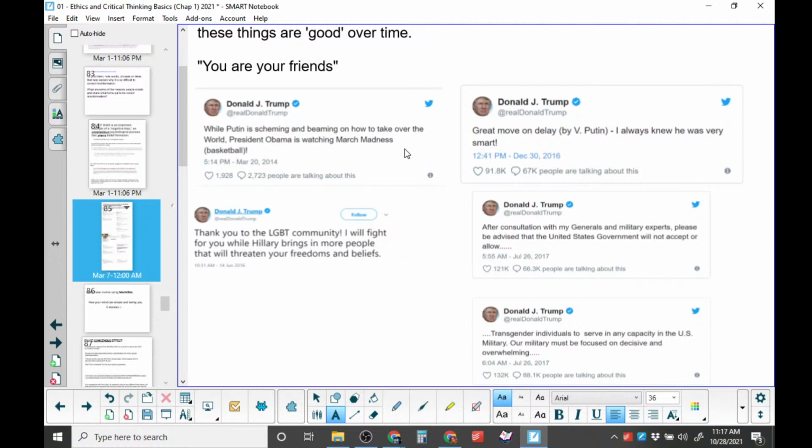Thank you to the LGBTQ community. I will fight for you while Hillary brings in more people that will threaten your freedoms and beliefs. After consultation with my generals and military experts, please be advised the United States government will not accept or allow transgender individuals to serve in any capacity in the U.S.